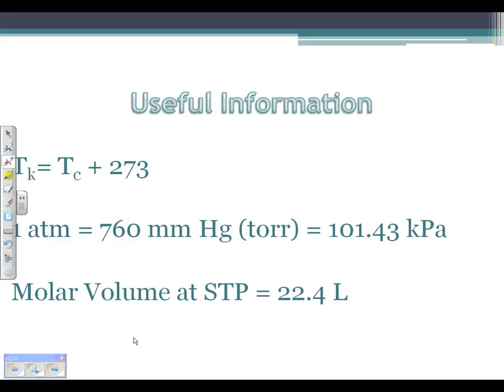Here's some useful information. Temperature in K equals temperature in C plus 273. That is the temperature in Kelvin. 1 atmosphere equals 760 millimeters of Hg, which is torrs, which equals 101.43 kilopascals. Molar volume at STP equals 22.4 liters.